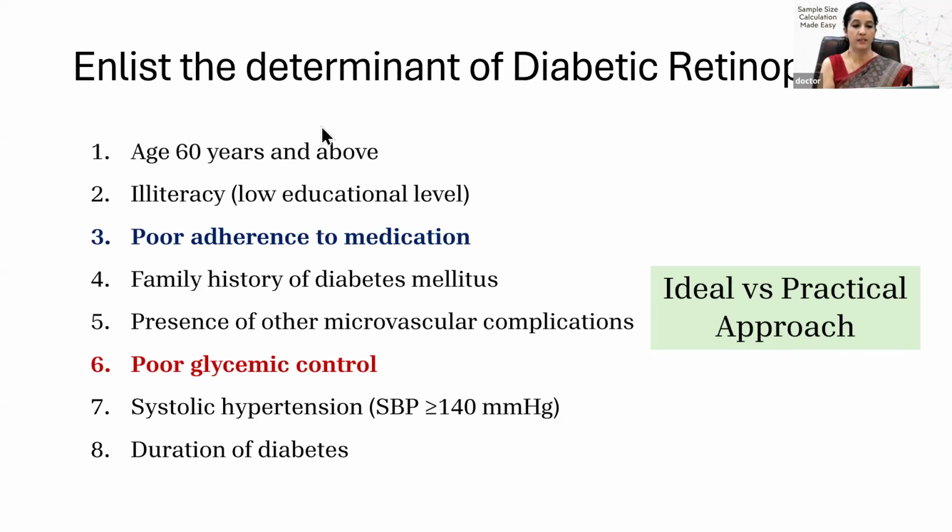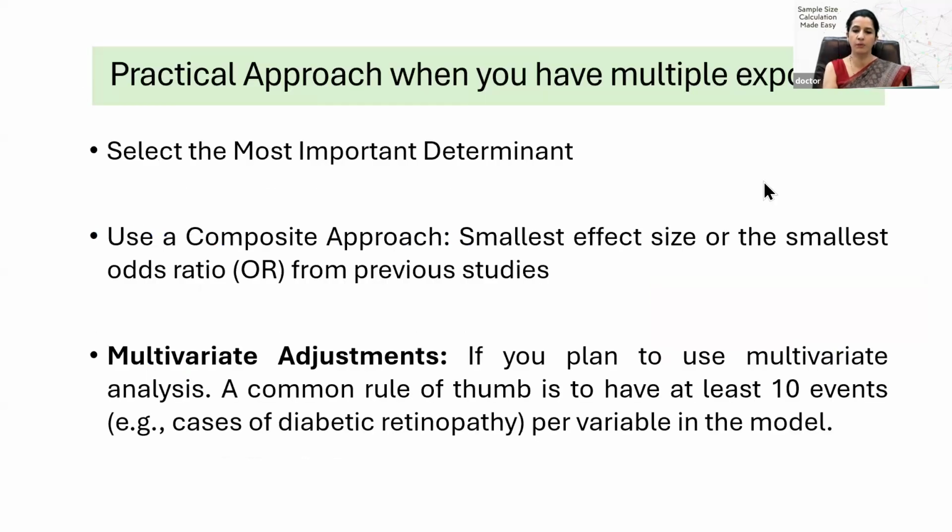Then you can calculate the sample size. Generally these proportions, P1 and P2, are there in a table because they show the proportion of, for example, family history of diabetes in cases and controls. So you can get these values easily. But again, if not all the risk factors are important for you, you can take only poor glycemic control and calculate the sample size. That is what we have done in this case.